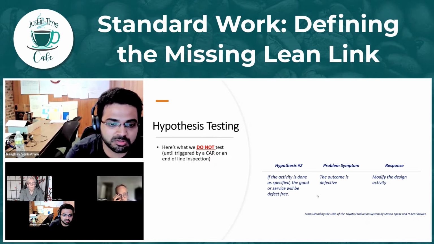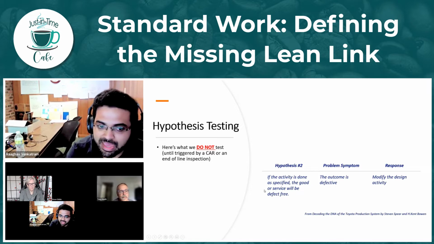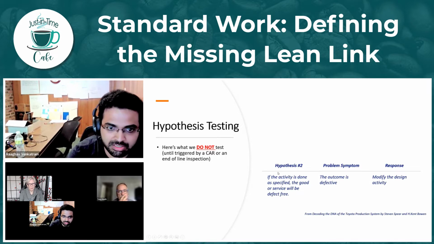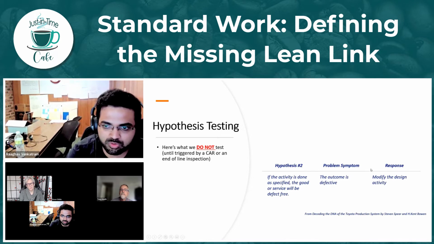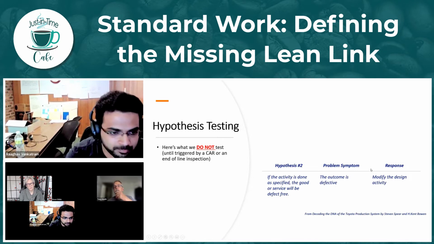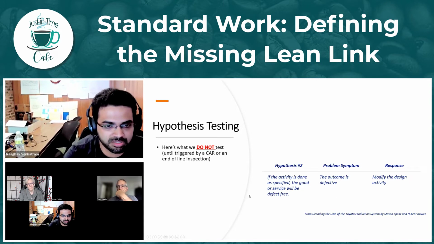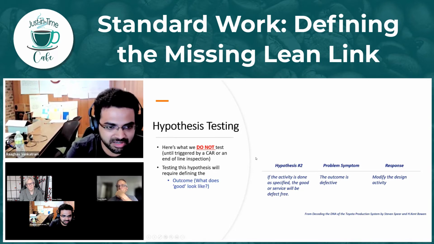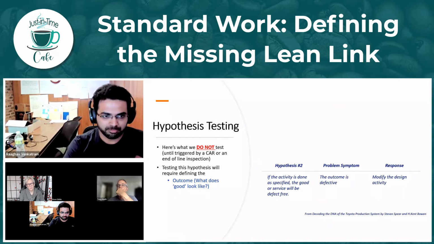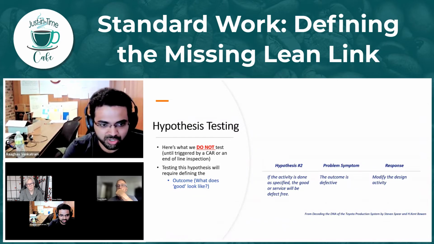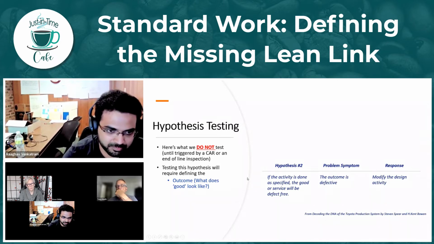That brings us to hypothesis number 2. If the activity is done as specified, then the good or the service will be defect-free. A problem symptom is a defect, and the response would be to modify the design activity. So in order to test this hypothesis, you would need a defined outcome. What does good look like?